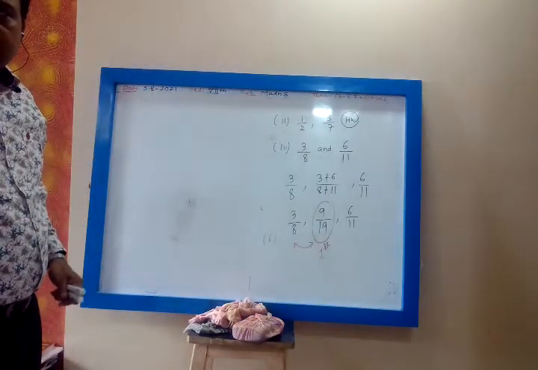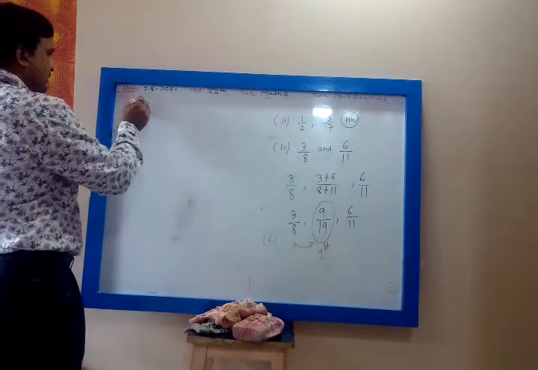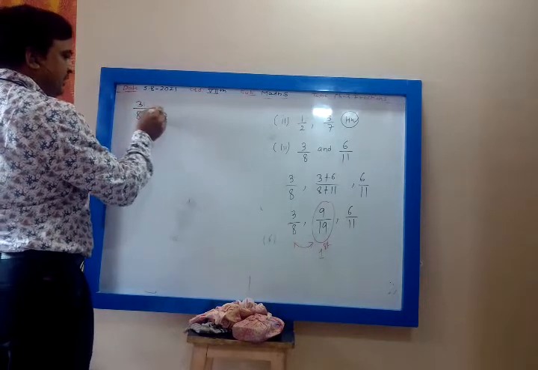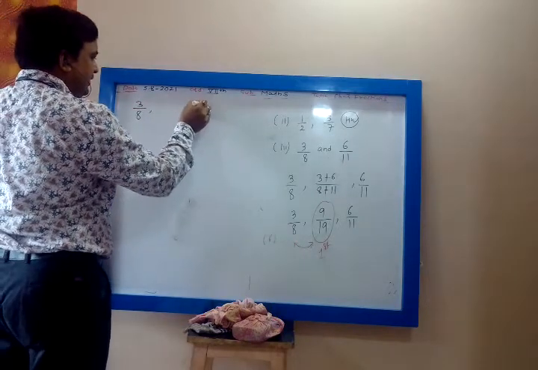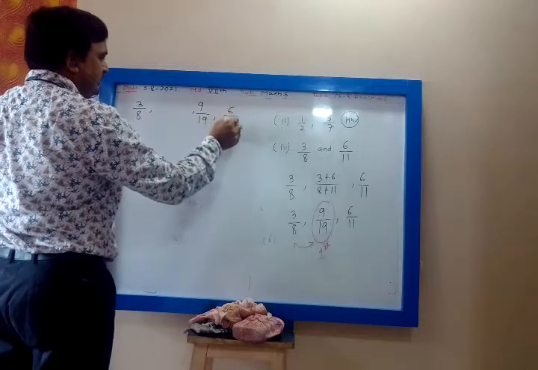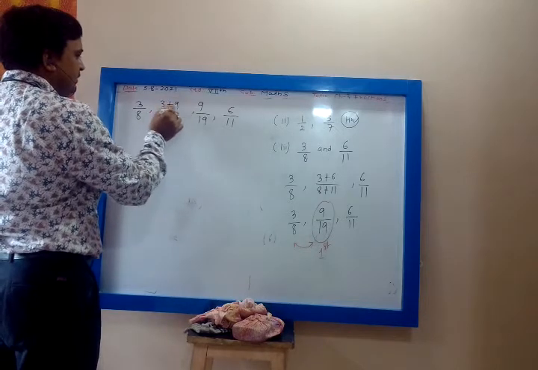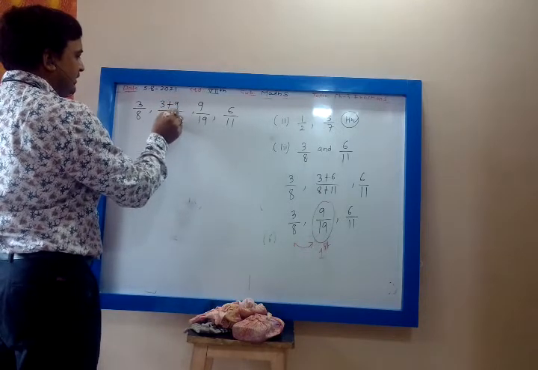We simplify the first two. So that will be 3 by 8. Then 9 by 11, 9 by 19, 6 by 11. Okay, so let us add. That will be 3 plus 9 upon 8 plus 19.